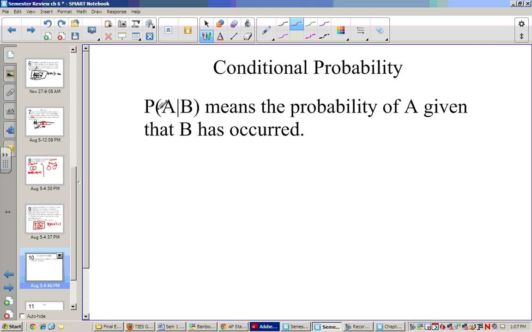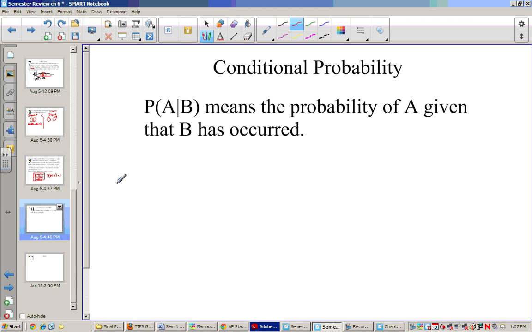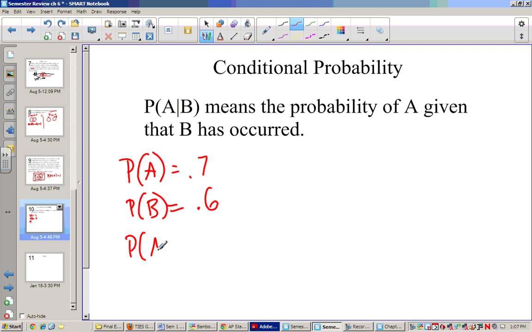Conditional probability. The probability A given B means the probability that A has occurred, or A happens given that we know B has occurred. We should probably do one. I don't have an example, but we can make one up. So the probability that A occurs is, say, 0.7. The probability that B occurs is 0.6. The probability that they both occur, let's say, is 0.5.